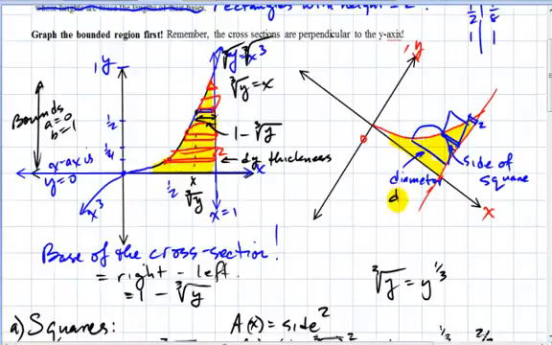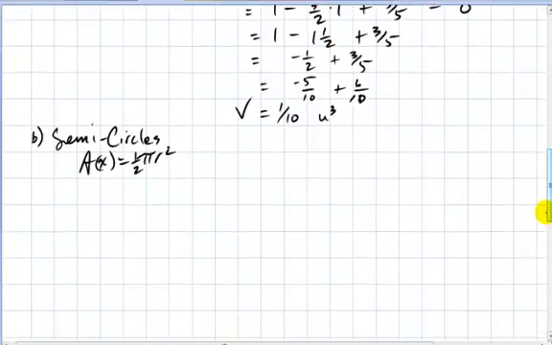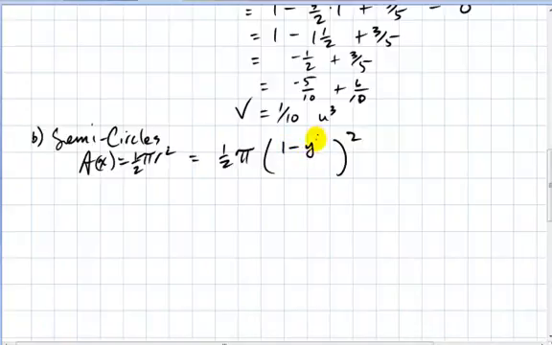And remember, to get the radius we take the diameter divided by 2. We know this is 1 minus the cube root of y, but I've got to divide it by 2 to get the radius. So I've got 1/2 times pi times my radius squared. And again, it's 1 minus the cube root of y, divided by 2, because I take the diameter and divide that by 2.